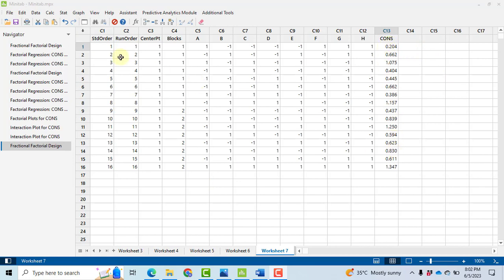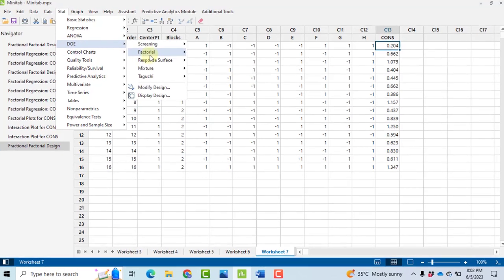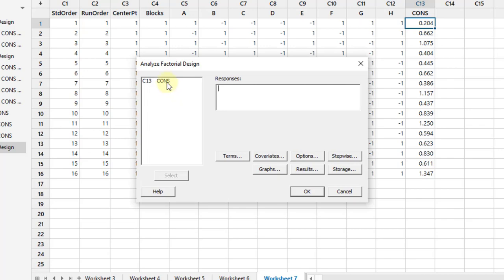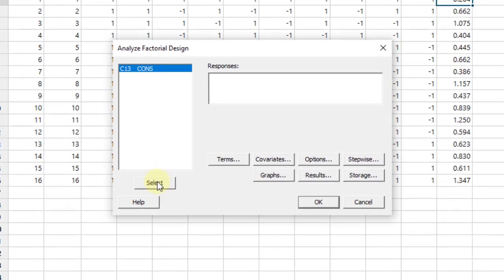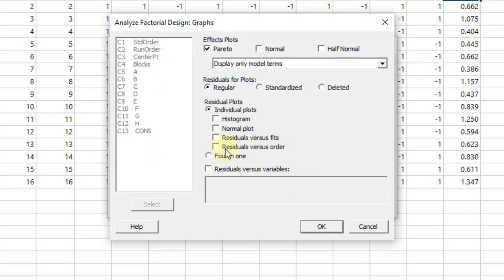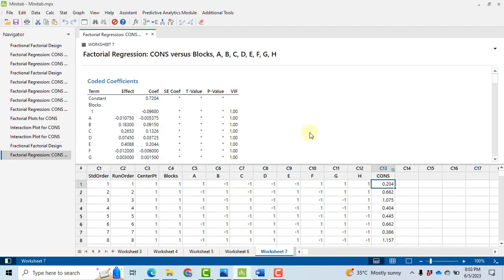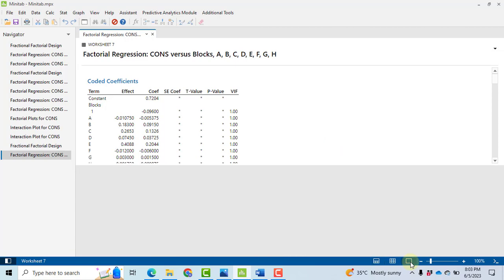Now we go towards the analysis. Again go to Stat, then DOE, Factorial, Analyze Factorial Design. Here select the response, click on Terms once and then click on Graphs and then select 4-in-1 as well as Half Normal plot. You can uncheck Pareto. Click OK and then nothing else to do for the first. Click OK. To view only the results, click here, Output only.